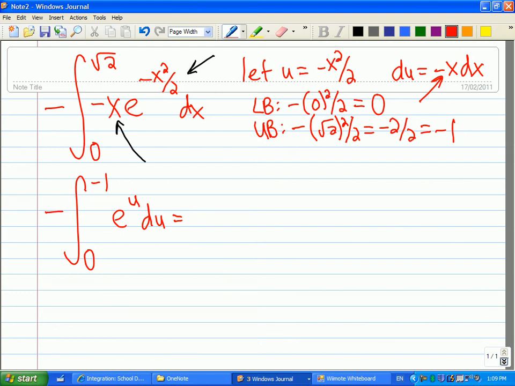So this one, that will be a negative e to the u from 0 to negative 1. So that'll be negative e to the negative 1, take away negative e to the 0. So that's going to be negative 1 over e plus 1. And again, I think the math gets easier to do after that substitution, so it is nice to do it in that sense and change your bounds and use the simpler version.